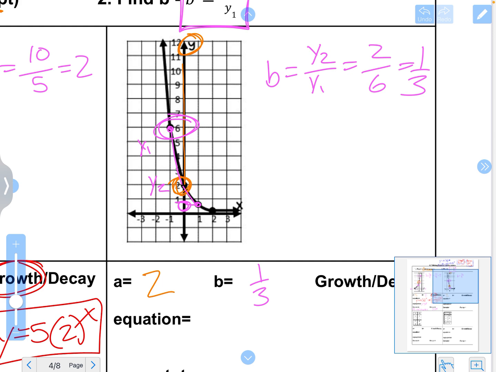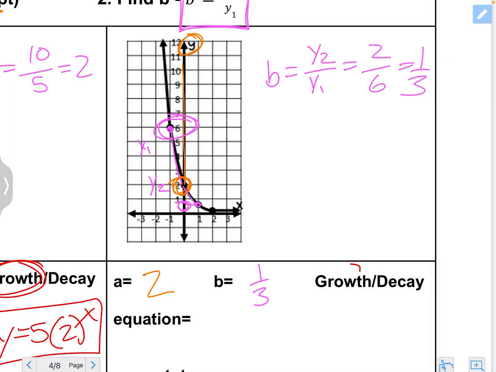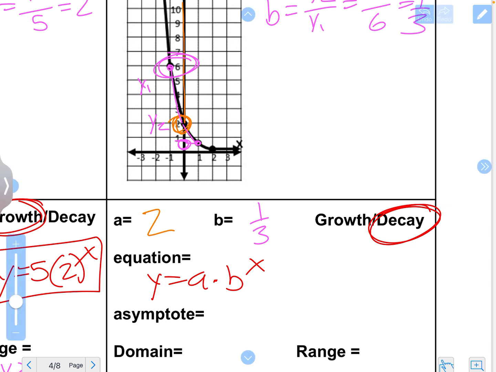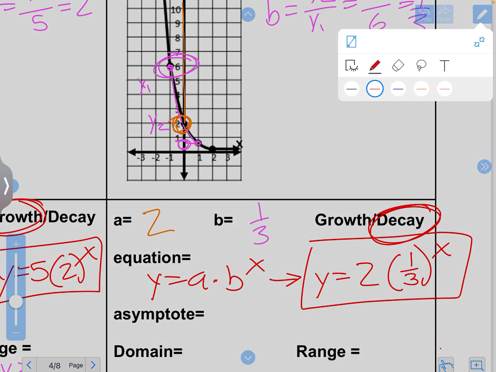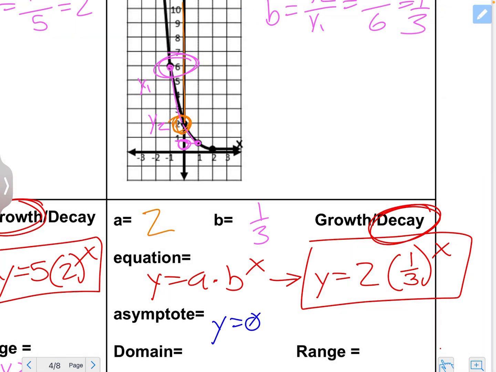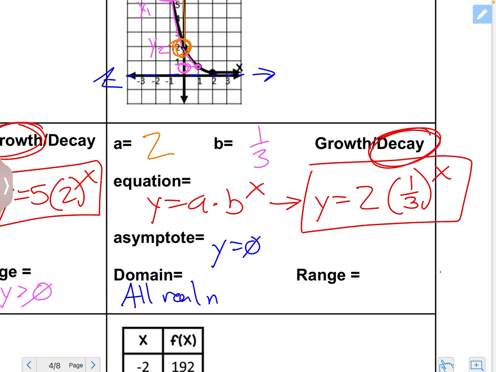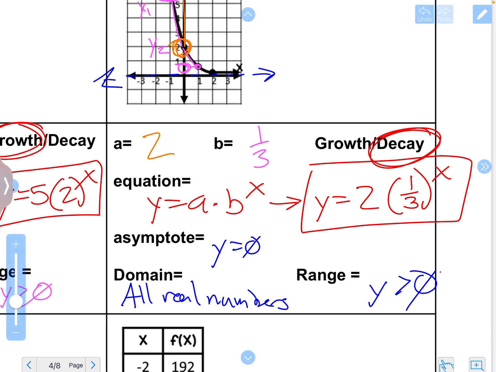1/3 is less than 1, so that automatically tells me that my line is going to be decay. Less than 1 is always decay. Our equation is y equals a times b to the x. We plug in our a, which is 2. We plug in our b, which is 1/3, and we make sure we put our exponent. Again, our asymptote is y equals 0. It's going to get really, really close to the x-axis, but it's never going to cross it. Domain is all real numbers. And our range is y is greater than 0.